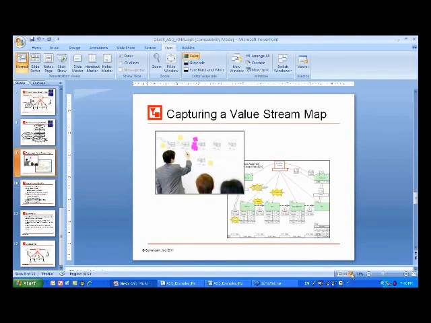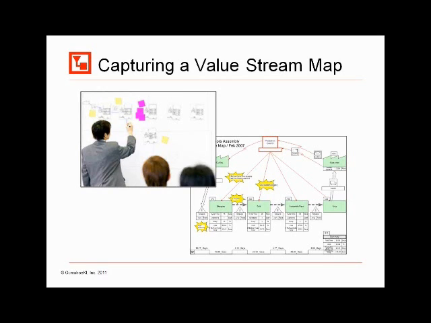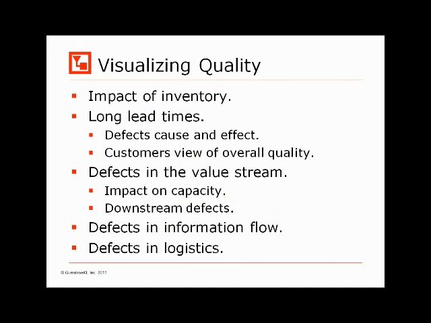Okay. That'll give you a quick feeling of drawing an electronic map. Let me now go back to how that ties into quality, especially with the group we have here today. I'm going to go into different aspects of quality and look at some example maps and then talk about these items here. So first I'm going to talk about the impact of inventory and lead times.